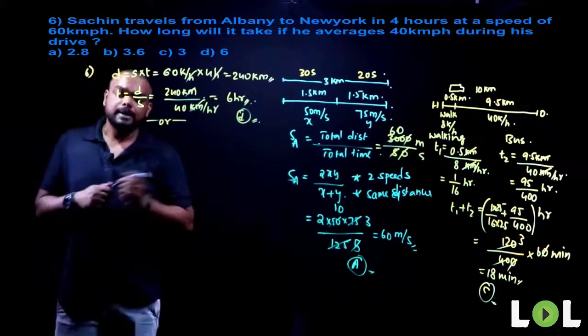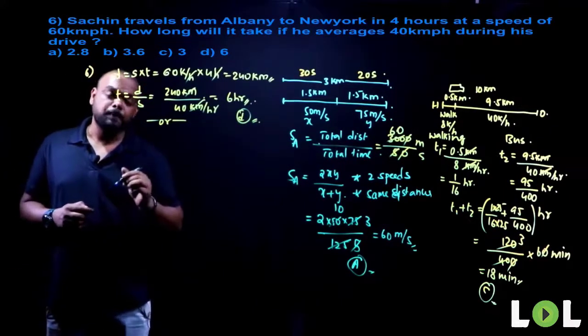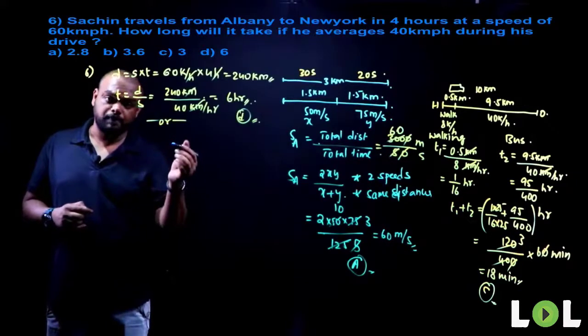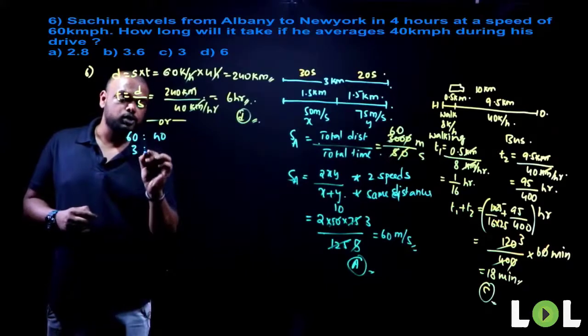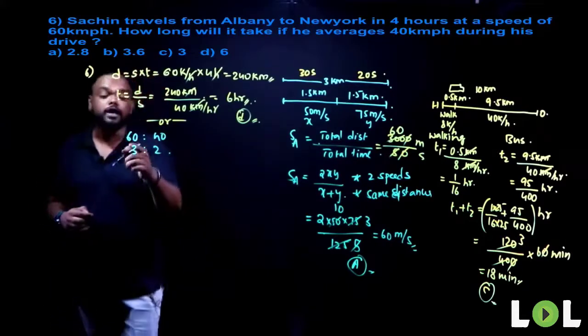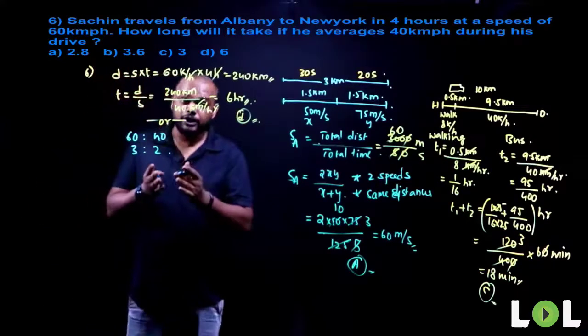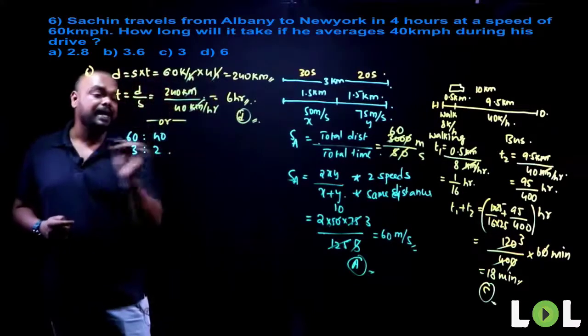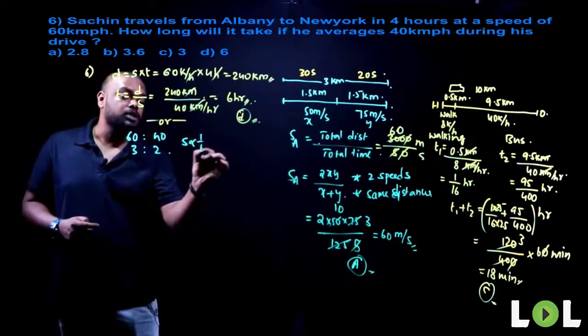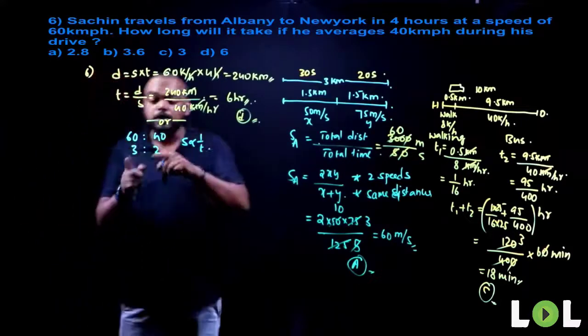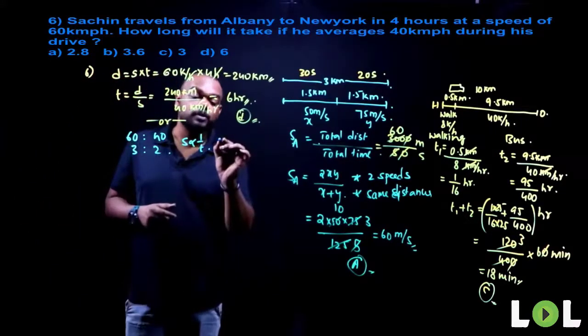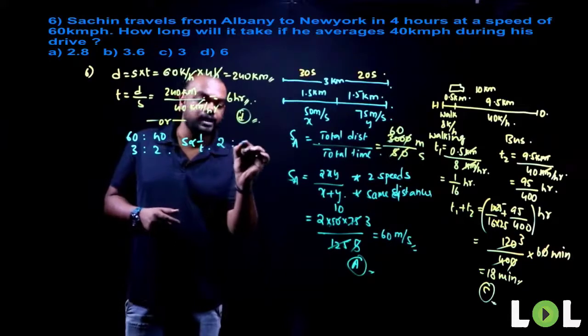Guys, speed changed from 60 to 40. What is the ratio? 60 is to 40, 3 is to 2. Okay. 30 into 2, 30 into 3. This is the speed ratio. Now we know that speed and time are inversely proportional. Now if the speed ratio becomes 3 is to 2, then the time ratio should become 2 is to 3.